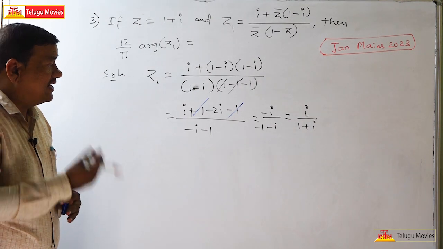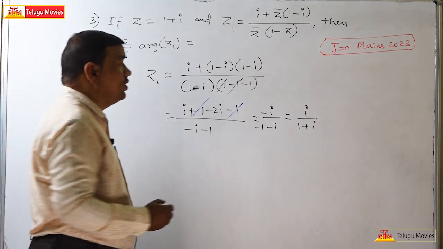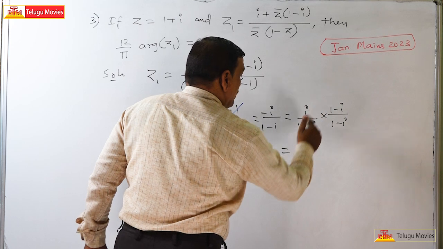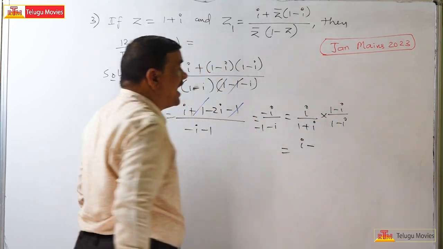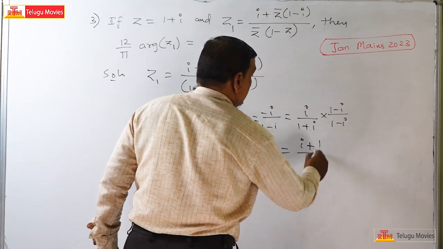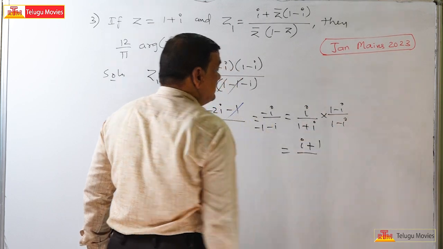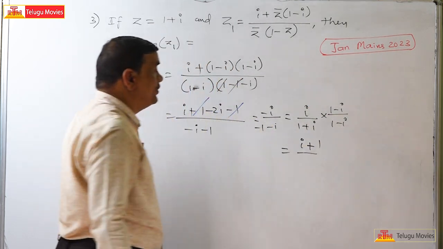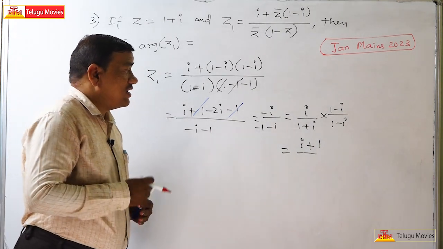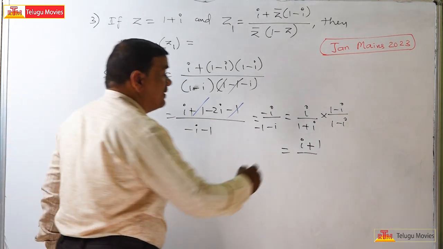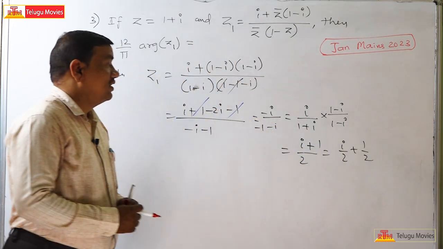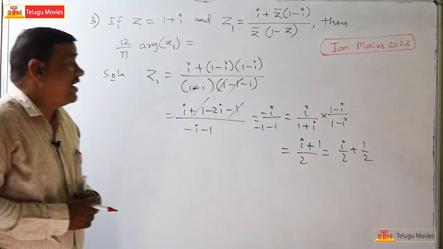Okay now. Let us multiply the numerator and denominator with 1 minus i. 1 minus i by 1 minus i. i into 1 is i, minus i into i, i square means minus 1, already minus will be there, so plus 1. In the denominator, a plus b into a minus b is a square minus b square, that means 1 square minus i square. Minus i square means 1. 1 plus 1, 2. So this is equal to i by 2 plus 1 by 2. Understand? So z1 is equal to i by 2 plus 1 by 2.